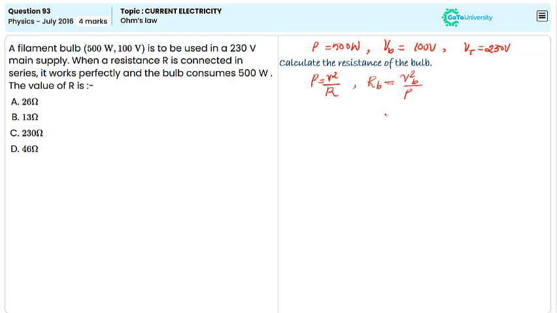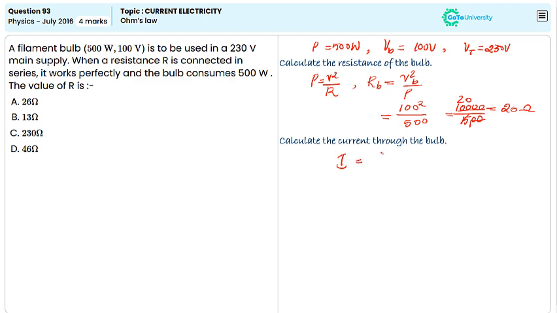Substituting the values, we get V squared bulb, which is 100 squared, divided by P, which is 500, which is equal to 10,000 by 500. Here 5 ones are 5, 5 twos are 10, which gives 20 ohms. Let us next calculate the current through the bulb, and it is given by I is equal to P by V. Here P is 500 divided by V, which is 100, which is equal to 5 amps.